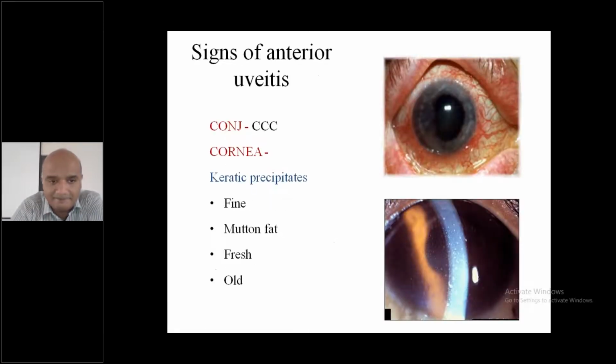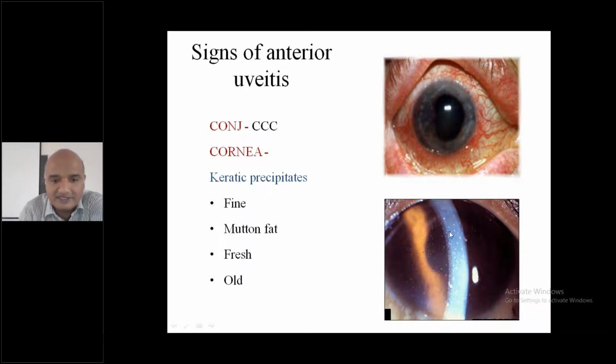If you see the conjunctiva in case of anterior uveitis, what we come across is a circumciliary congestion. If you see around the cornea, there is increased redness as compared to the remaining part of the sclera. So this is called circumciliary congestion.